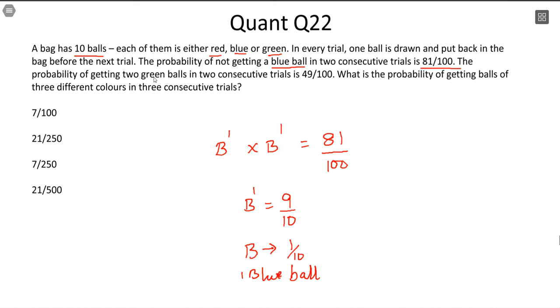The probability of getting 2 green balls in 2 consecutive trials is 49 by 100. So green ball in 2 consecutive trials is 49 by 100. This is as good as probability of getting a green ball in one trial is 7 by 10. So there are 7 green balls.